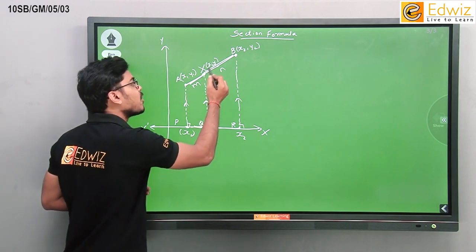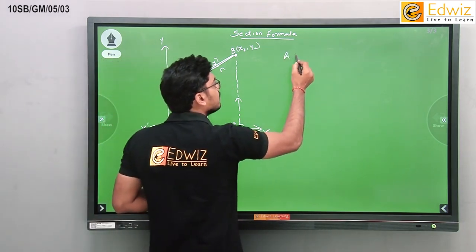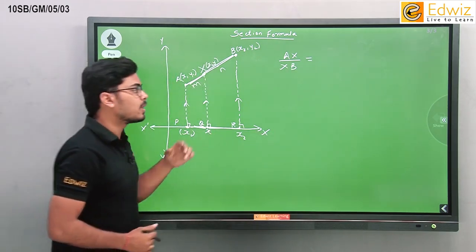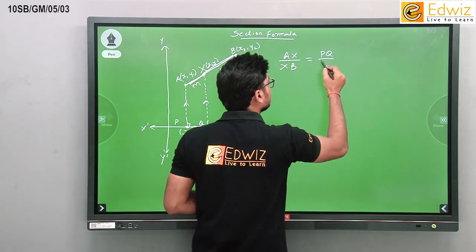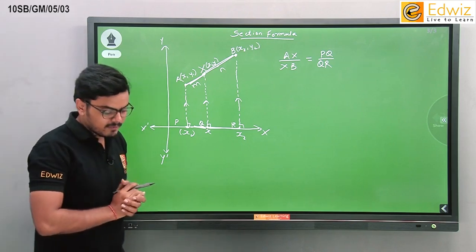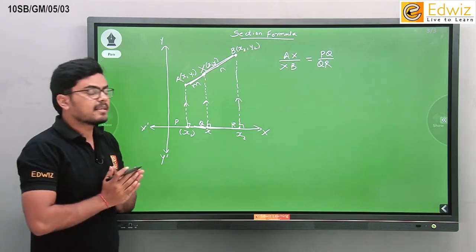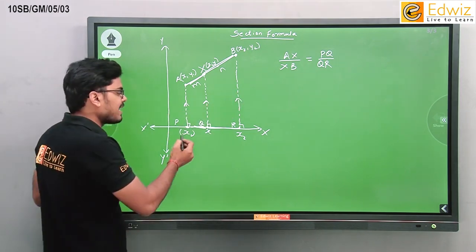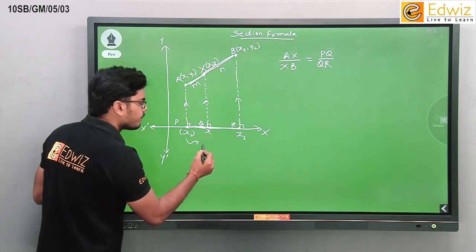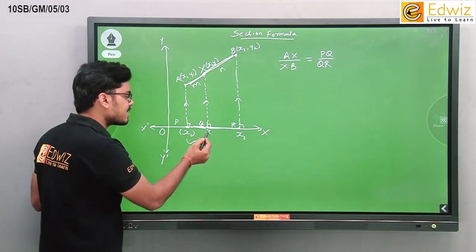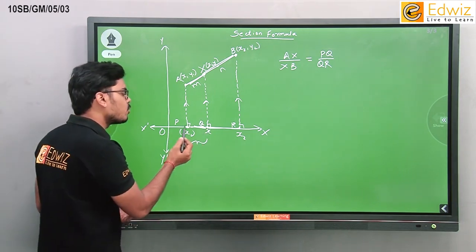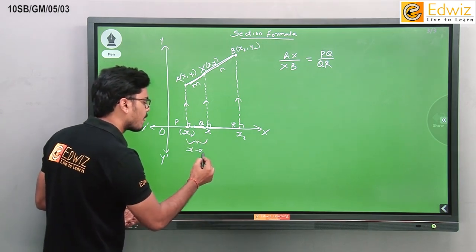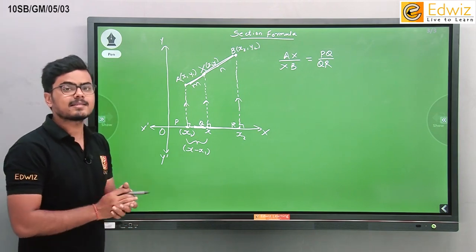These are the intercepts. That's why they are proportional to each other. So AX upon XB will be equal to PQ upon QR. Okay, this is what we have learnt. Correct? These are the intercepts. Now, using this, we can substitute the values. What are the values? See, what is distance PQ? From 0 to x, the distance is x, and from 0 to P, the distance is x1. So this distance is x minus x1. Correct? This is x minus x1.